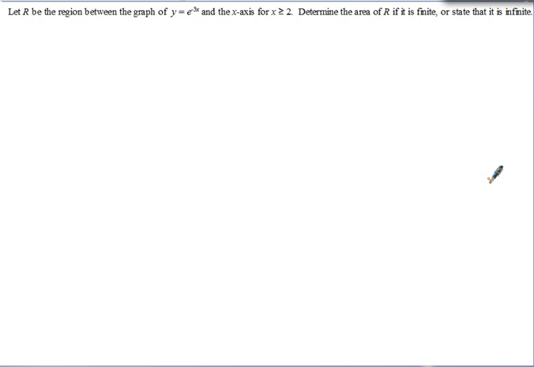Let's look at one last one. Let R be the region between the graph of y equals e to the negative 3x and the x-axis for x is greater than or equal to 2. So it says determine the area of R if it's finite. Well, finite is another way of saying it converges. Or state that it's infinite, that's another way of saying it diverges.